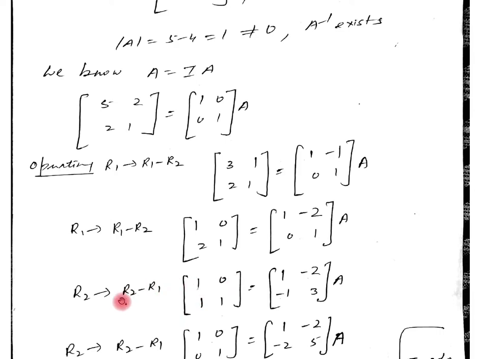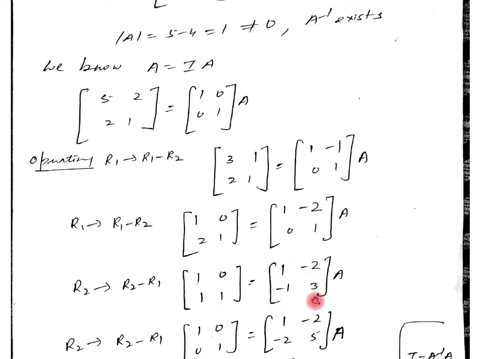First row remains as it is because we are applying the operation in only R2. Then applying the given operation in the R2. Similarly, here we are applying the operation R2 minus R1. So 0 minus 1, minus 1, 1 minus minus, plus, it will be 3.